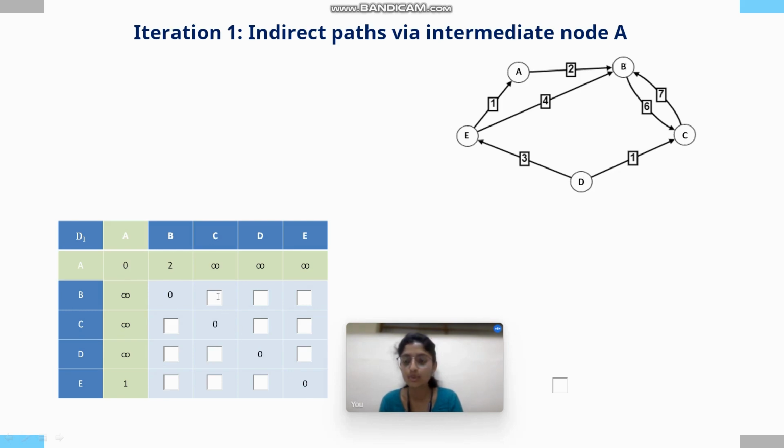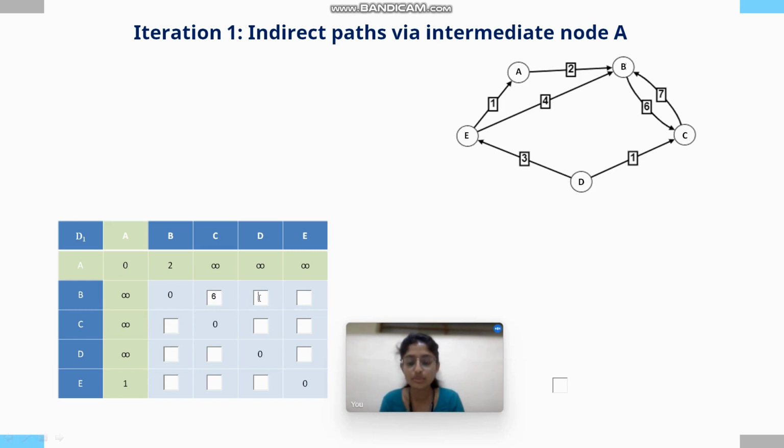We will see what will be the entry for B, C. So the entry would be the minimum of the previous entry of B, C, which was 6, and the entry of B, A plus A, C. B, A is infinity and A, C is infinity. So 6 is lesser than infinity, so the minimum of 6 and infinity would be 6 itself. So the entry remains as it is.